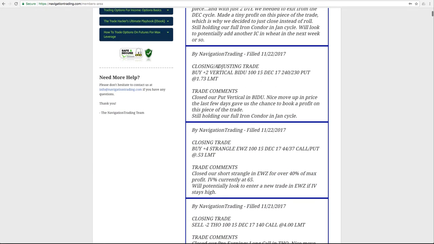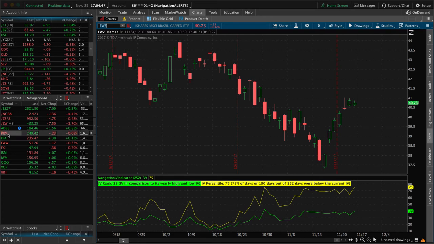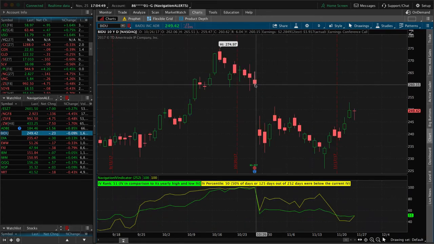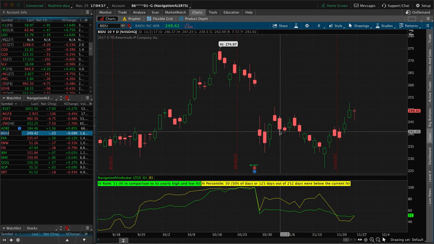Next trade was a closing adjusting trade in Baidu. So Baidu was one that we put on as an earnings iron condor. And when they announced earnings, it had a pretty decent move down. We had to close out our untested side. And if we take a look at Baidu, you can see we put this on after the earnings announcement, had the big move down, removed the untested side, rolled the vertical that we kept on, and you can see we had this nice move up over the last several days, giving us a chance to book that piece for a profit.